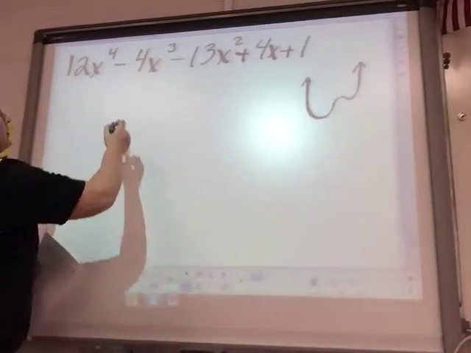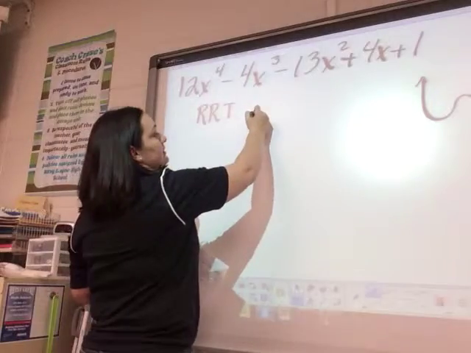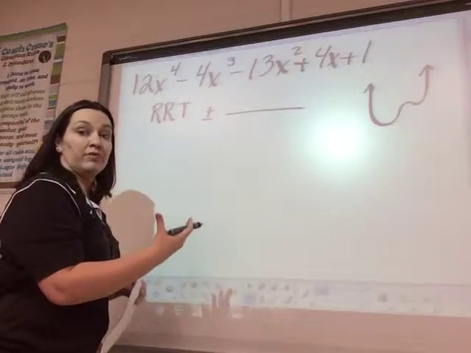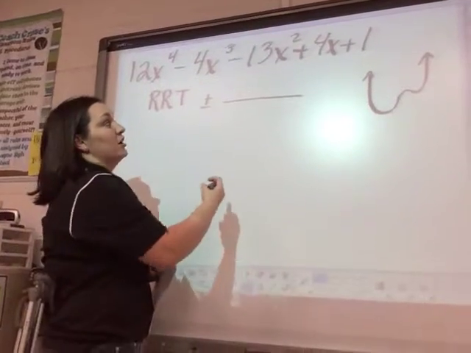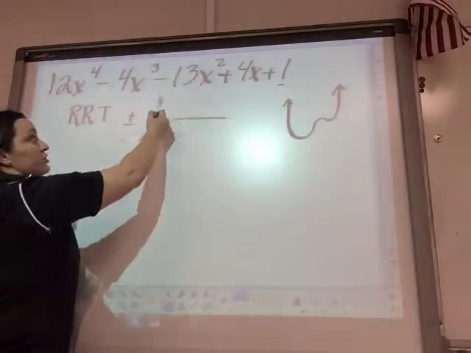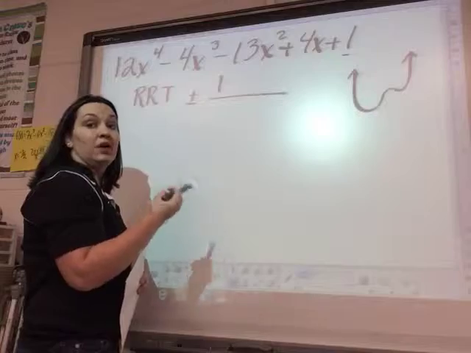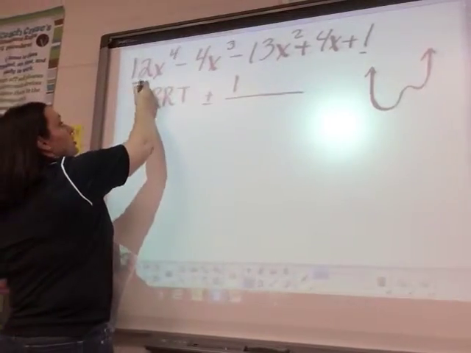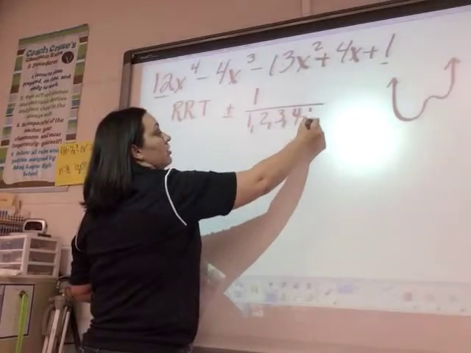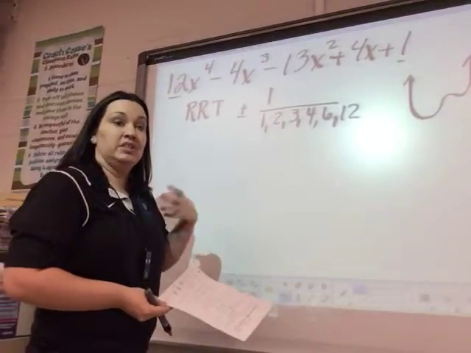Now the rational root theorem is simply a fraction bar. In the numerator of your fraction go the factors of your constant, your last term. So in this case, the factors of 1, which is just 1. And then your denominator is going to be the factors of your leading coefficient. So the factors of 12: 1, 2, 3, 4, 6, and 12. It's kind of like a formula, a setup process.